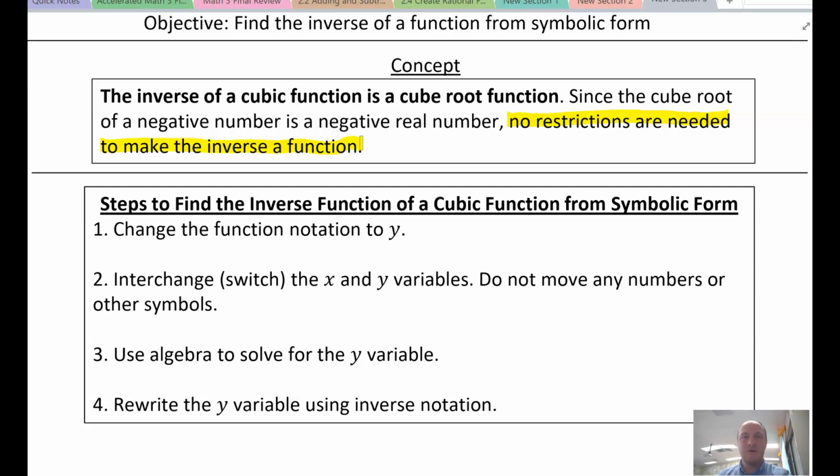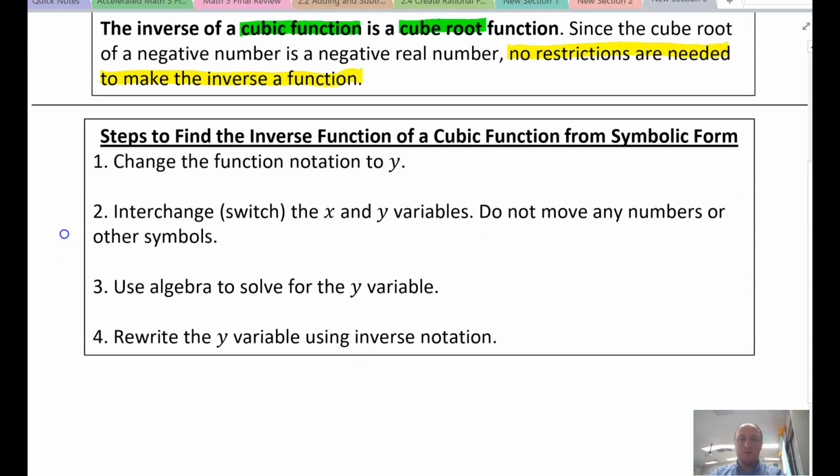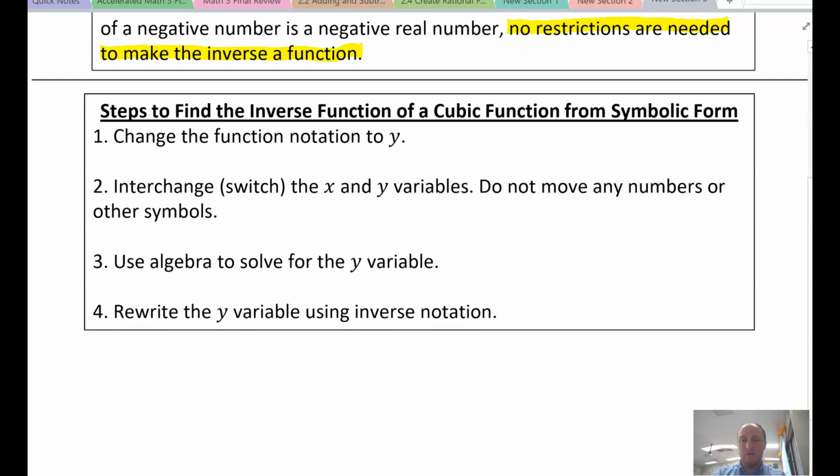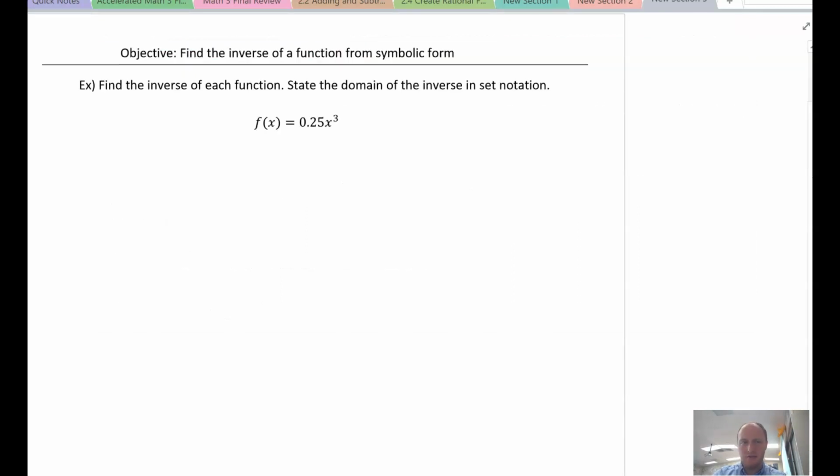Just some other things of note here. Again, as I said in the intro, a cubic function has an inverse, which is a cube root function. So again, just to recap, we're going to change our function notation to y. We'll switch our x's and y's. We'll solve with algebra, and we'll rewrite in function notation. Without further ado, here is our first example.